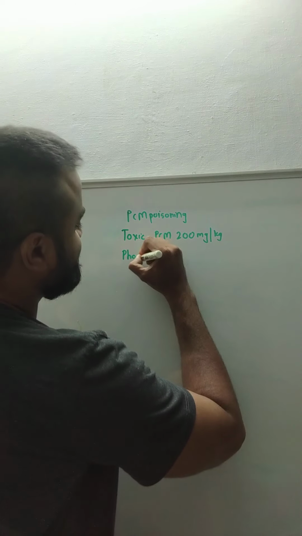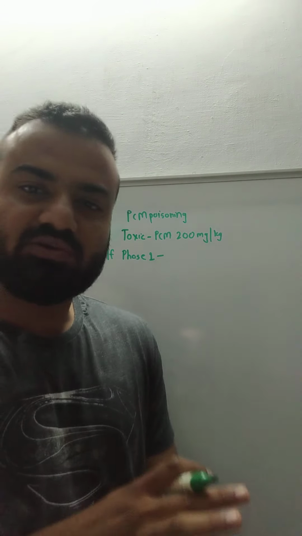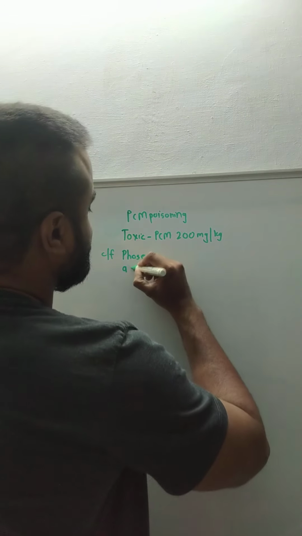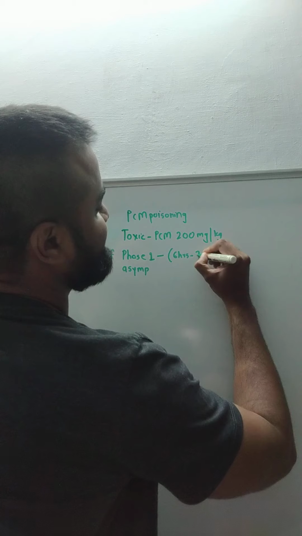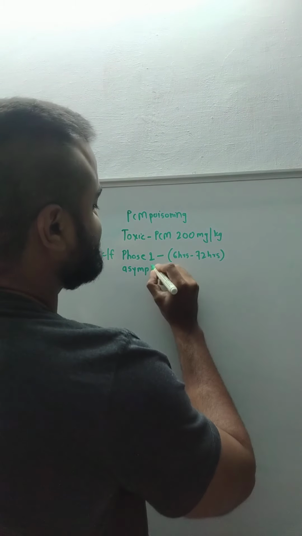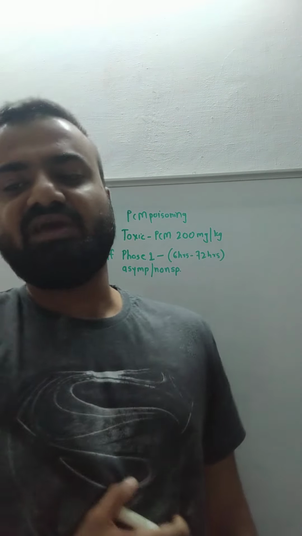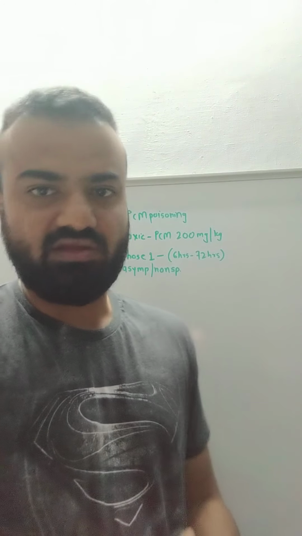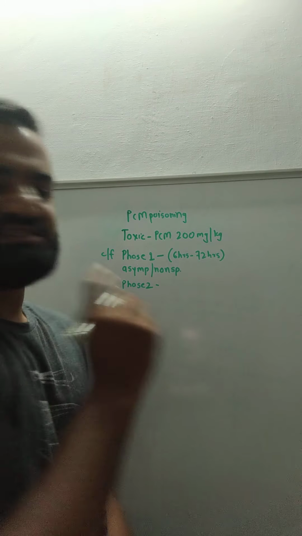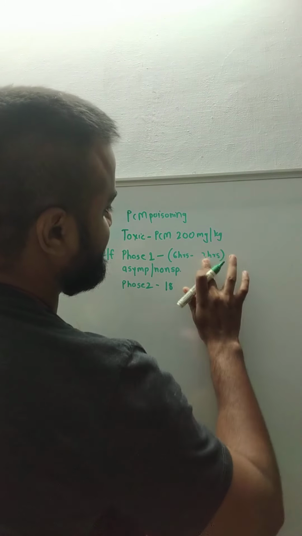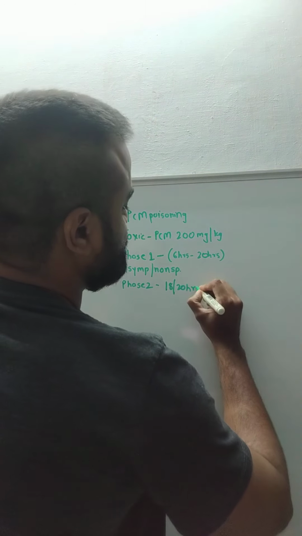So phase 1 is absolutely asymptomatic with non-specific signs, and it lasts from 6 hours to 72 hours, and the patient is either asymptomatic or has non-specific signs like anorexia, abdominal pain, diaphoresis, malaise and so on. Then comes phase 2, which lasts from 18-20 hours to 72 hours.